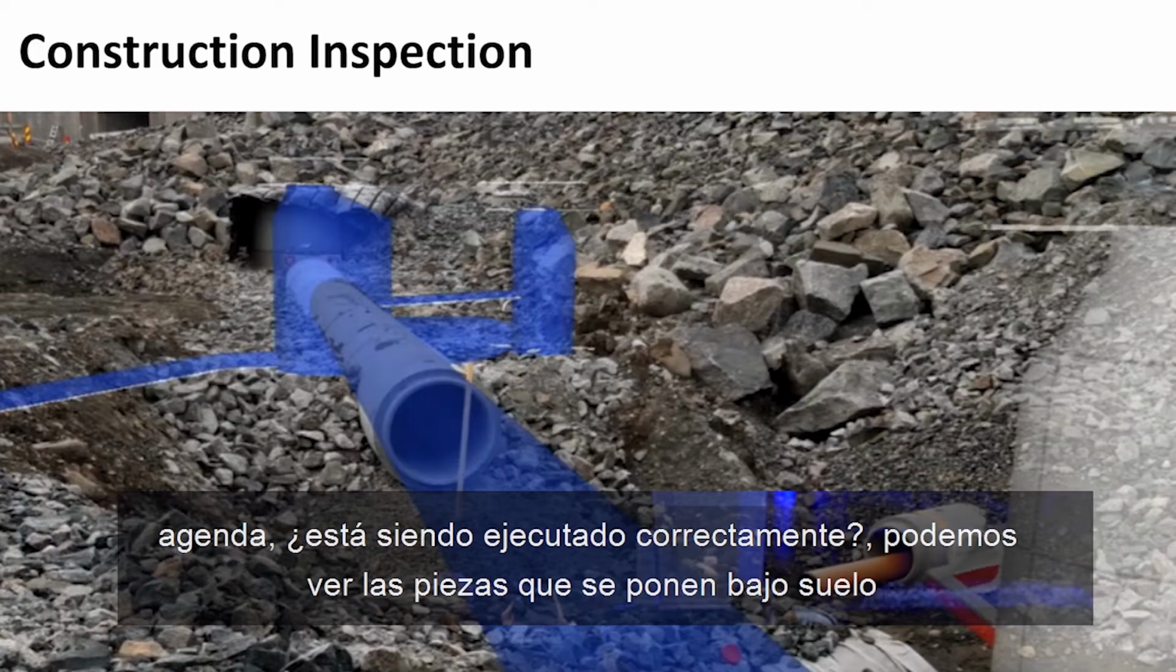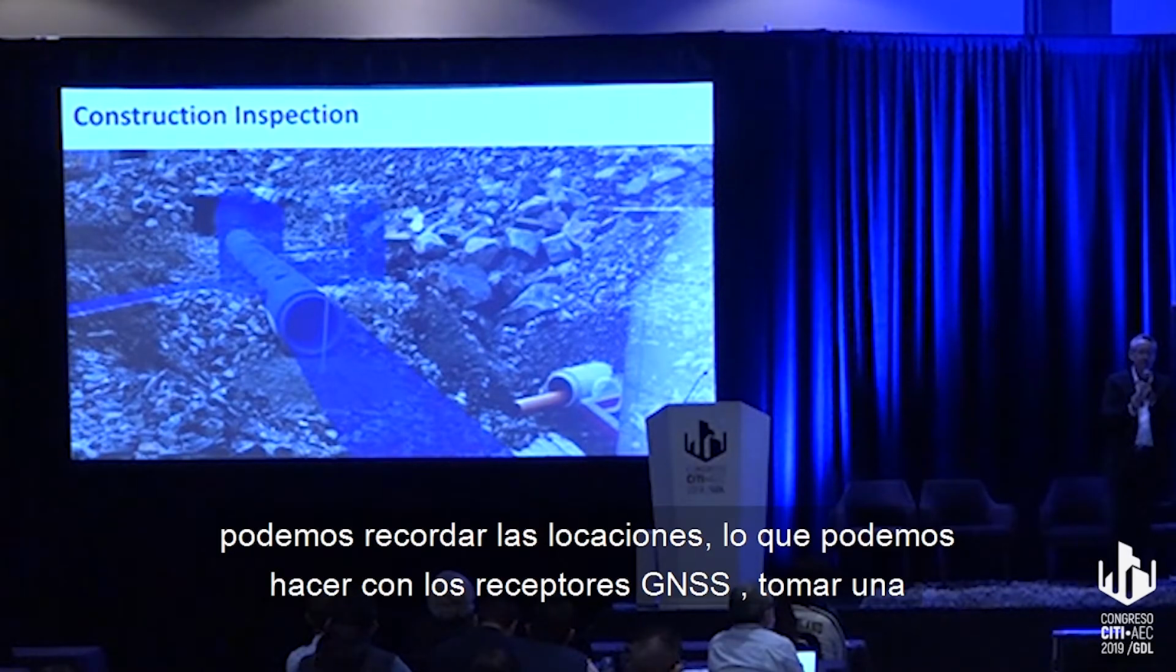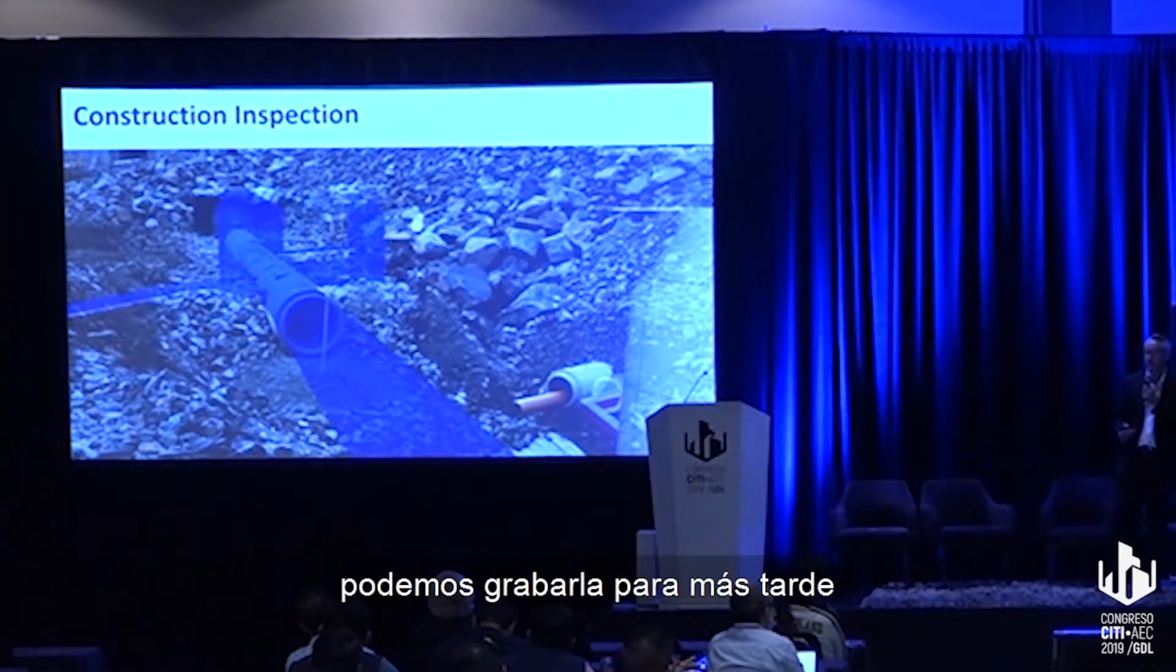We can look even at pieces that have been put underground. We can record the locations. So with the GNSS receiver, we can actually take a position and record it, because this area is going to be covered up later on. We don't know where that is, so we can record it for later.